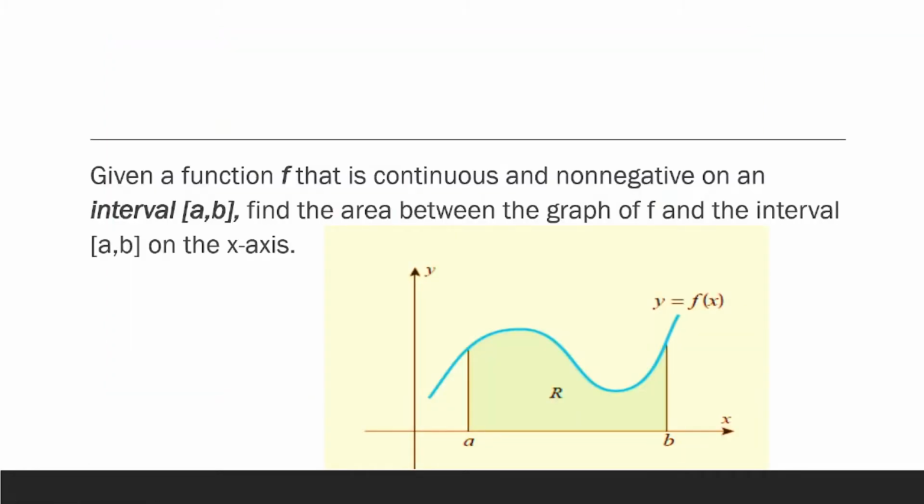So the area problem can be stated as: given a function f that is continuous and non-negative on an interval a comma b, you have to find the area between the graph of f and the interval ab on the x-axis. This can be shown by this particular diagram where R is my region. So this R is the area under the curve. My curve is f of x, that's continuous and non-negative. तो इसके नीचे का curve और किसके बीच का, कौन से interval के बीच में? Interval a and b के बीच में. So given a function f and an interval, we have to find the area between that function f and that interval ab on the x-axis.